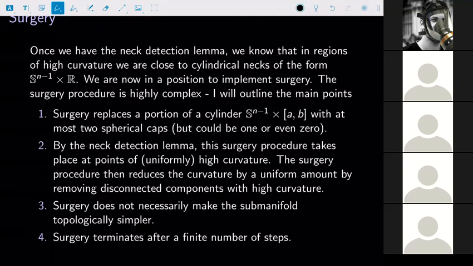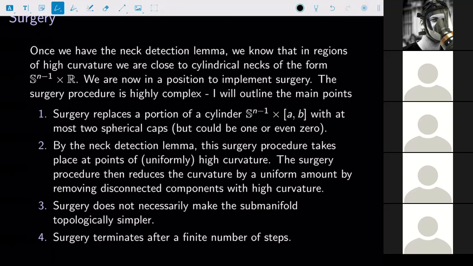What it's doing is detecting regions of high curvature, and then cutting out regions of high curvature so that you can continue the flow, because regions of high curvature are bad for the flow because they force the flow to form singularities. So therefore, the surgery cures an analytic problem and not a topological problem. So you may be performing surgeries in the flow which do not topologically simplify the surface. Okay.